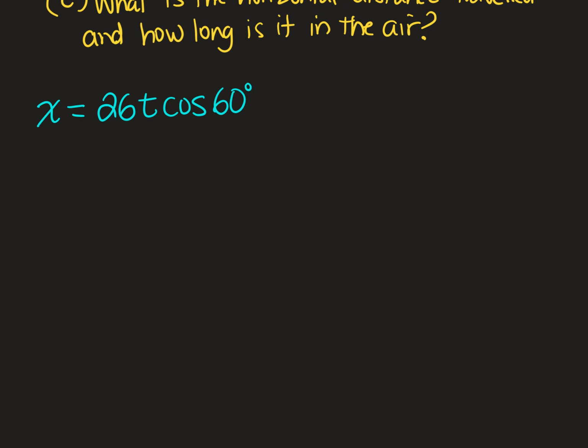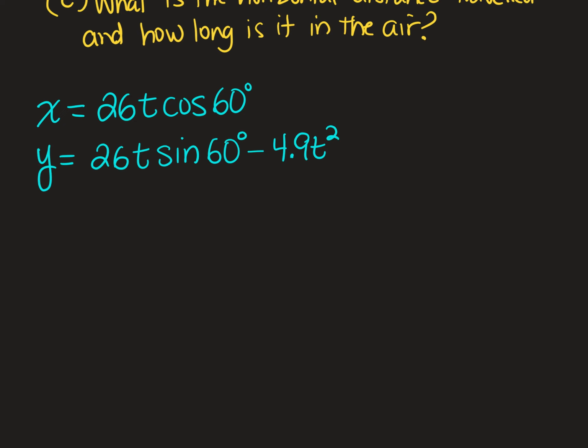And then the y portion of the graph: I said the initial height was 0, right? So it's 0 plus something. I don't need to write the 0 plus portion of that. So I'm just going to go straight to v sub 0, which was 26, t, sine of 60, and then minus the effect of gravity, so 4.9 t squared.